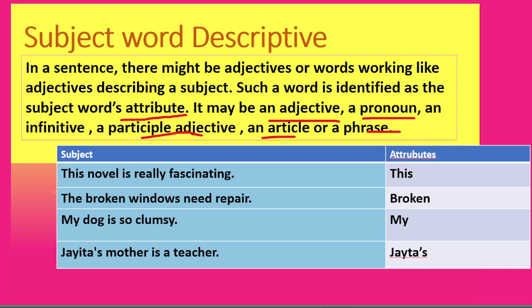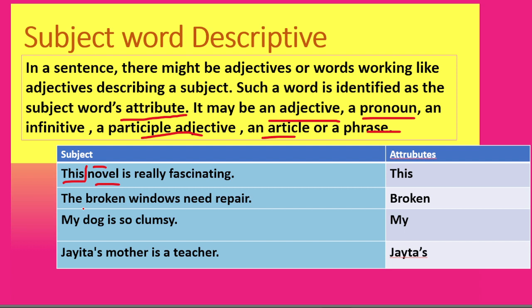Let us see the first sentence: this novel is really fascinating. So here this is the subject word attribute because it is qualifying the subject novel. In the sentence the main subject word is novel. Novel মানে হ'ল উপন্যাস, novel. So here the adjective is this. So this is qualifying the subject. So this is the subject attribute, and it's an adjective.